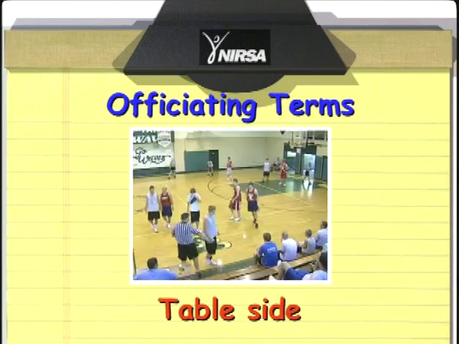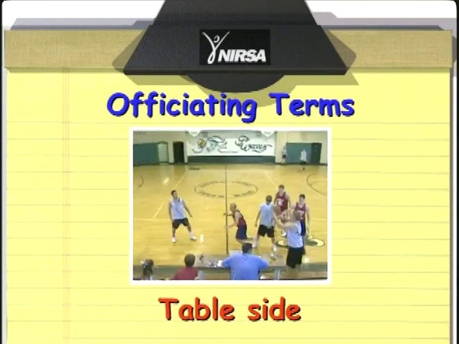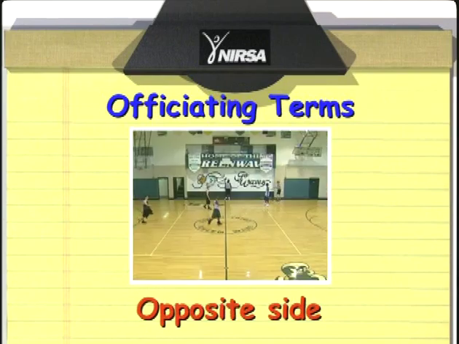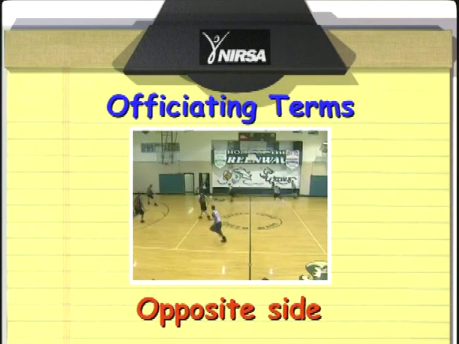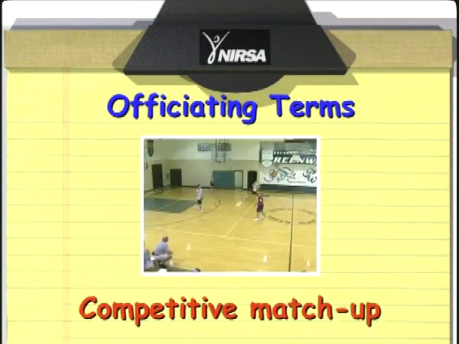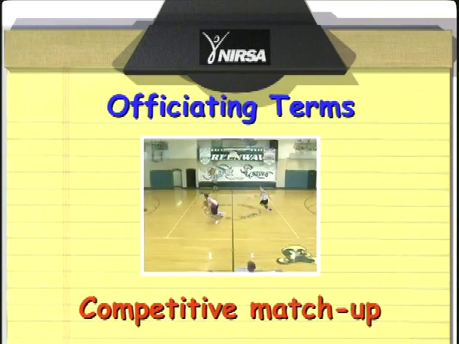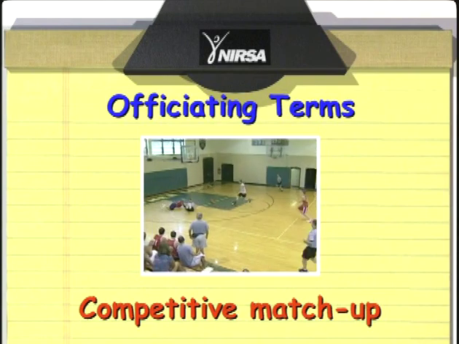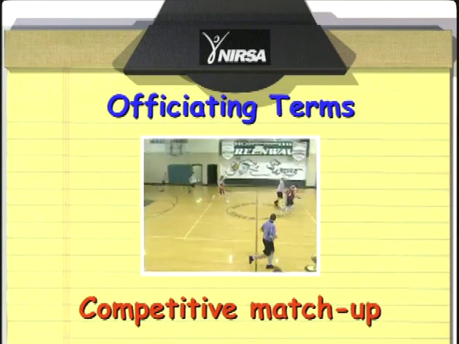Table side refers to the side of the floor on which the scorer's table is located. Opposite side refers to the side of the floor opposite the scorer's table. And the competitive matchup is the offense versus defense matchup in your primary area of responsibility that, due to contact or competitive nature, requires the most attention.